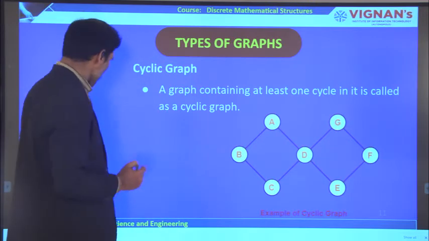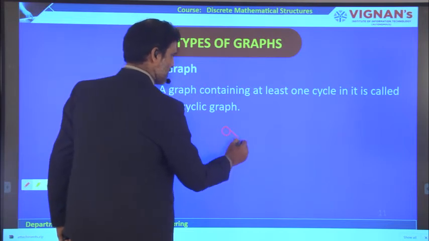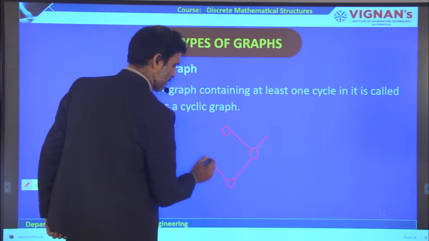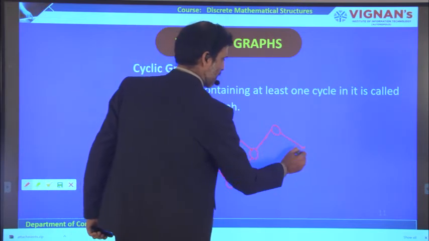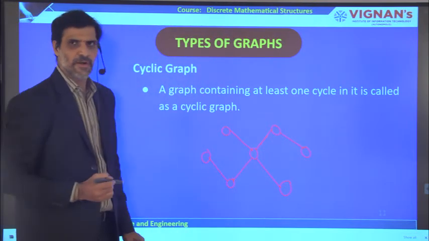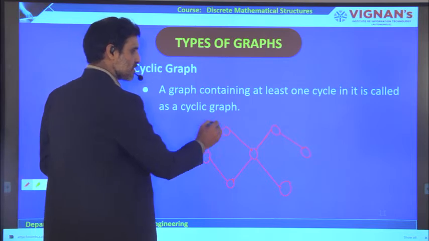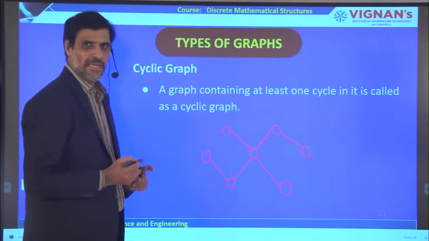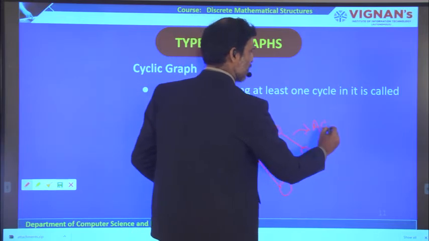So suppose I have taken a graph like this. Whether it is a cyclic graph or not? No, it is not a cyclic graph. Why? Because it does not contain any cycle. So therefore it is not a cyclic graph. In this case we can call it an acyclic graph. This is called acyclic.